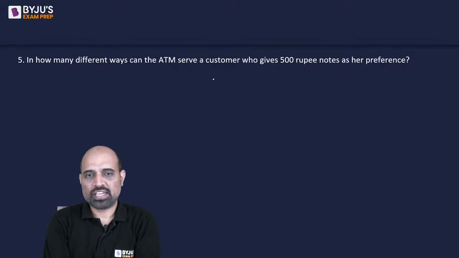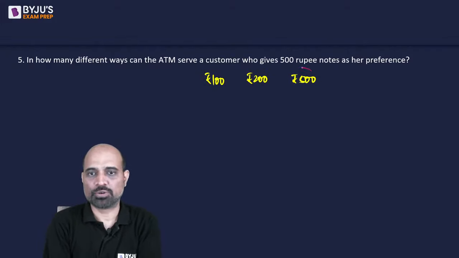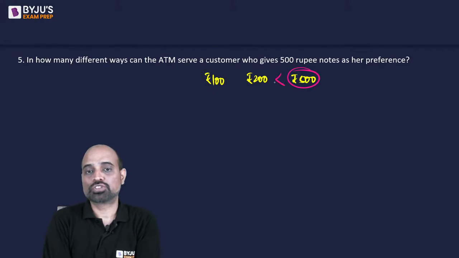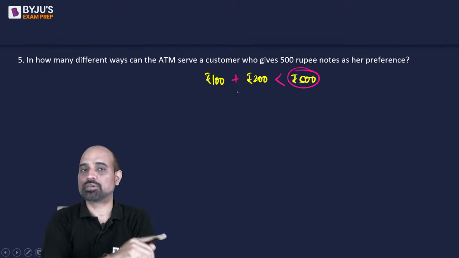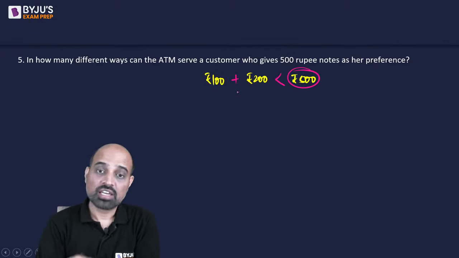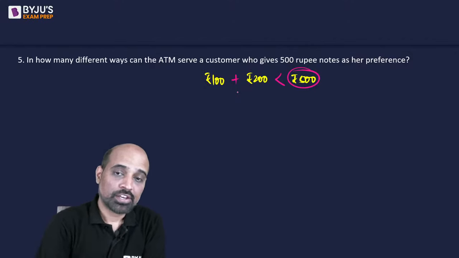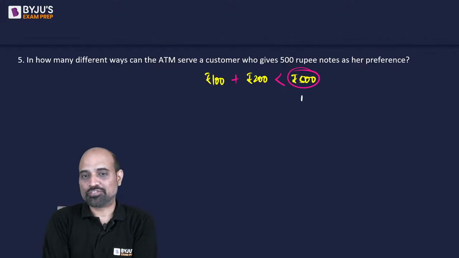So we have 100 rupee notes, 200 rupee notes, and 500 rupee notes. And out of these, 500 rupee notes is given the preference. That is, the number of notes of 500 should be greater than the sum of the notes of the other two denominations. And the total money should also be 5,000 every time. So in order to get 5,000 rupees, I take 10 notes of 500, and 0 and 0 of these two. So this is one possibility.